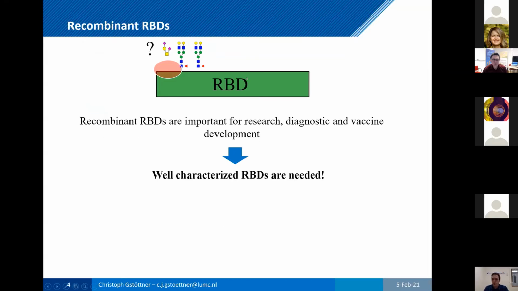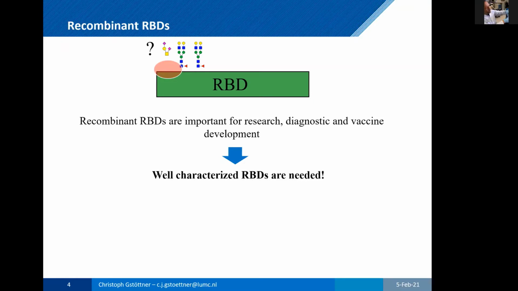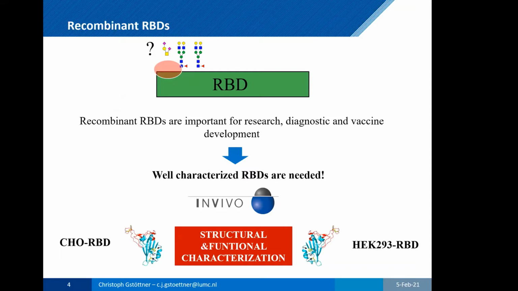Because of the importance of this domain, there are more and more companies producing recombinant RBDs for diagnostic or vaccine development, but also for research purposes. However, most of these recombinantly produced RBDs are not well characterized. Normally they come just with an SDS gel, but more information is normally not known about them. Therefore, we collaborated with a company called InVivo, which produces the RBD either in CHO cells or in HEK293 cells. Together with them, we wanted to do a complete structural and functional characterization of this RBD domain.